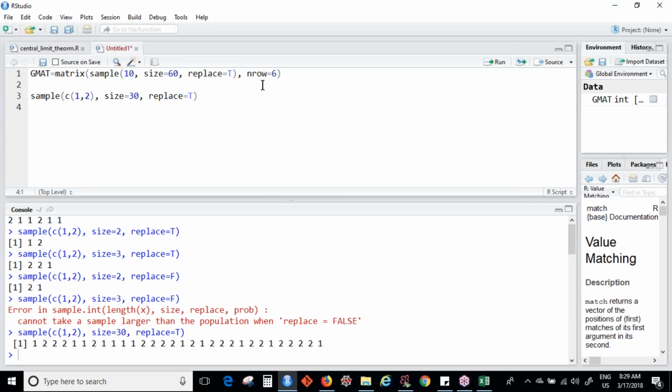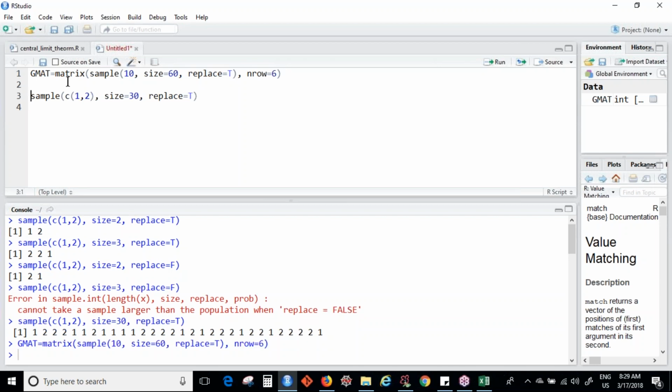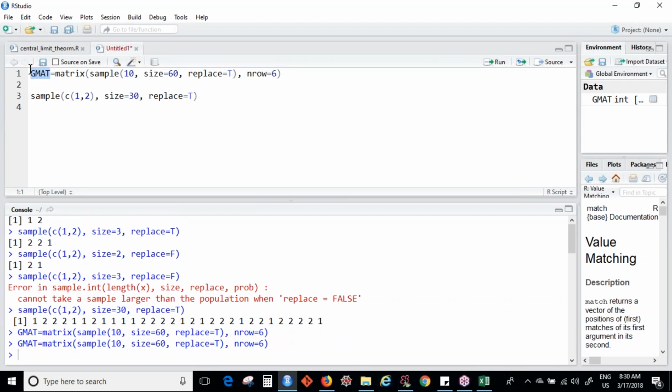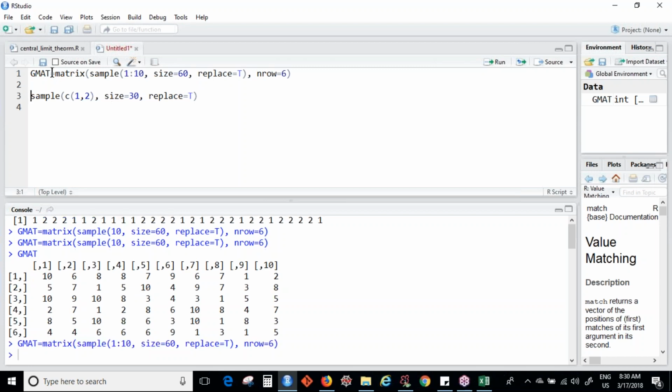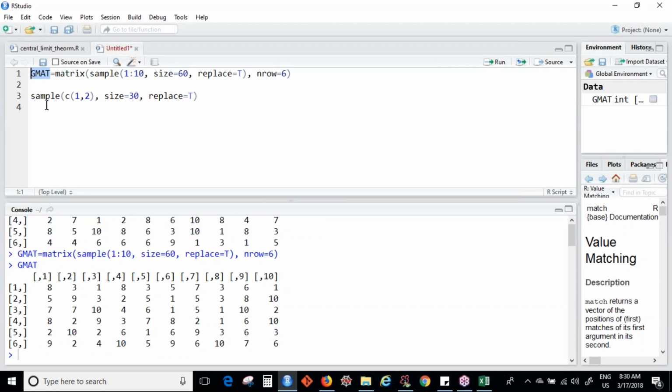Why is it generating the value? So that's what I told you, right? Because your replace is true here, so it can take 60 values out, because you have given replace is equal to true. And this is not 10, this means 1 till 10. The moment you give just one number, it means 1 till 10. So when you run it, you will get a matrix of all numbers randomly picked between 1 to 10. So this is equivalent to giving 1:10 here. So these two are equivalent. Again, I have not set a seed, so I will get different answer every time I run.